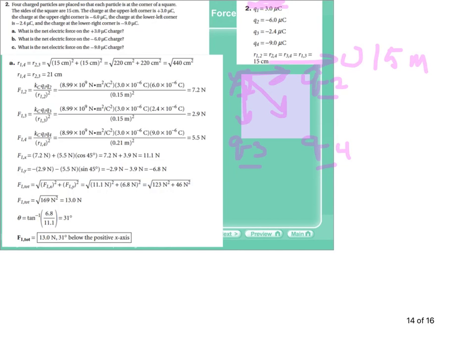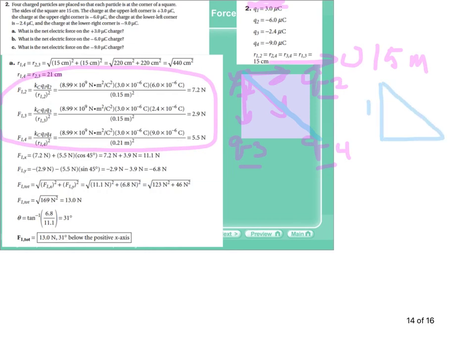So I'm going to apply Coulomb's law three times to find each of those forces. But before we do that, we have to know the distance between 1 and 4. We've got to know this distance right here. And we can use Pythagorean theorem again. We've got a little triangle.